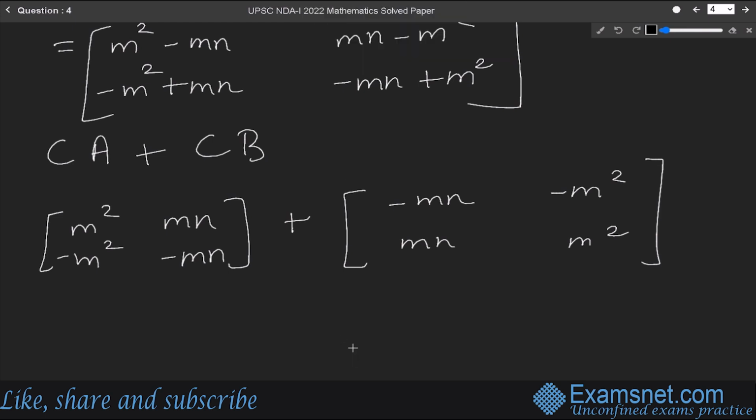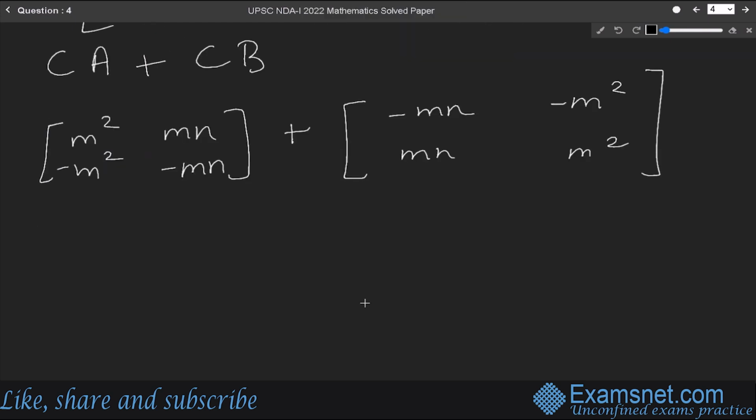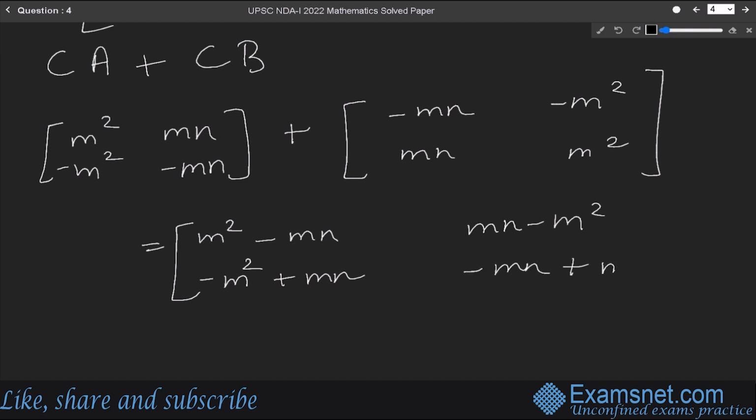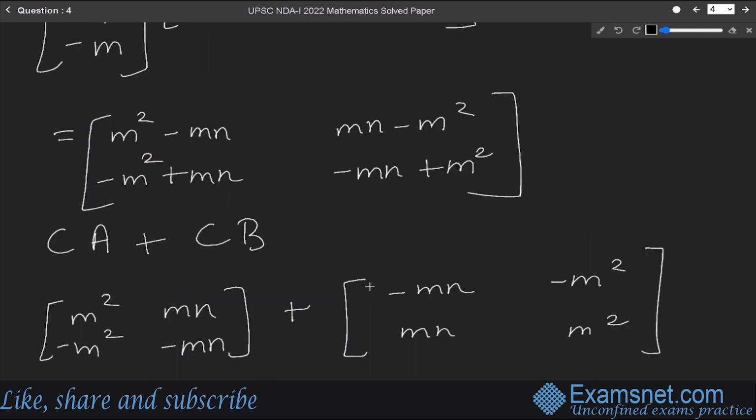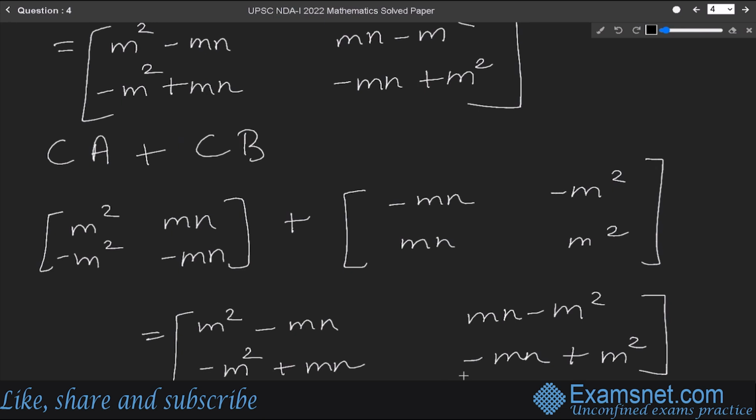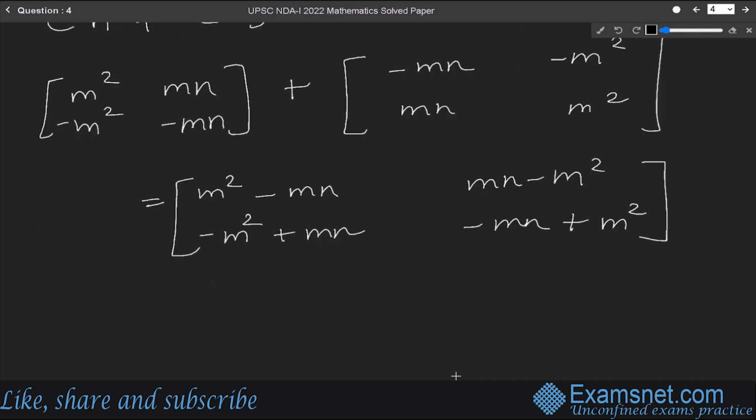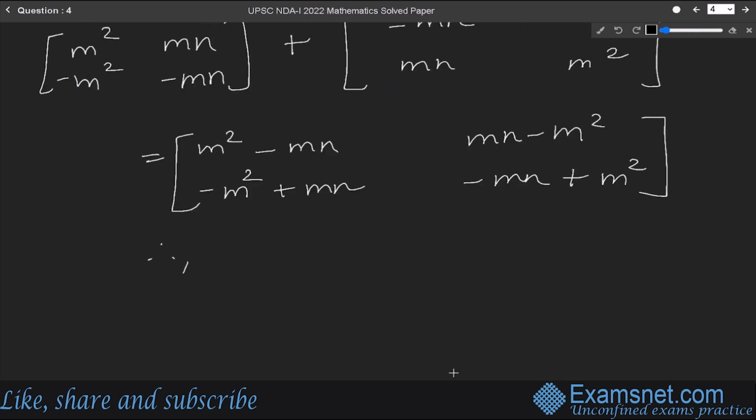Now adding both values, we get m square minus mn, minus m square plus mn, mn minus m square and minus mn plus m square. This is the value of right hand side. Now you can see that both these values are equal, means LHS is equal to RHS. So we can say that C into A plus B is equal to CA plus CB.